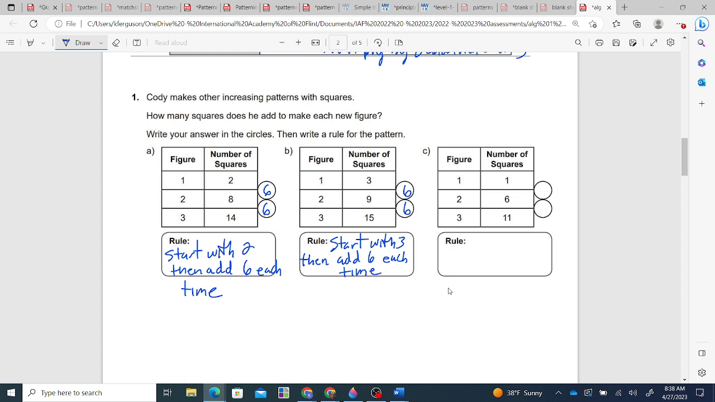And then so finally, right here, I got 1. I went to 6. So I added 5. And I went from 6 to 11. I added 5. So I start with 1, then add 5 each time. So anybody got any questions on that? Does anybody have any questions?